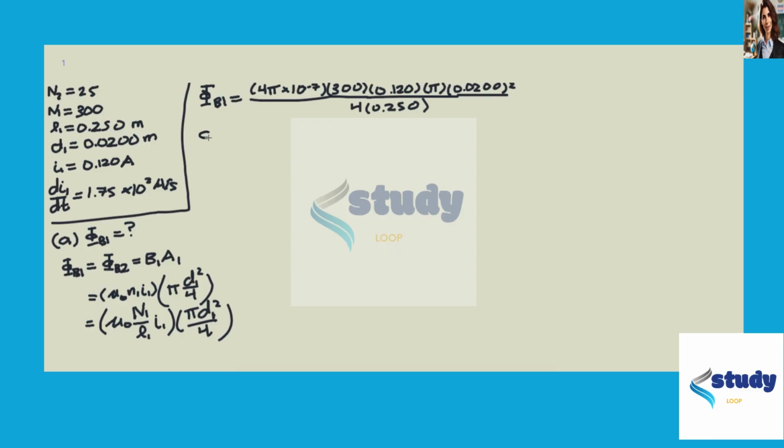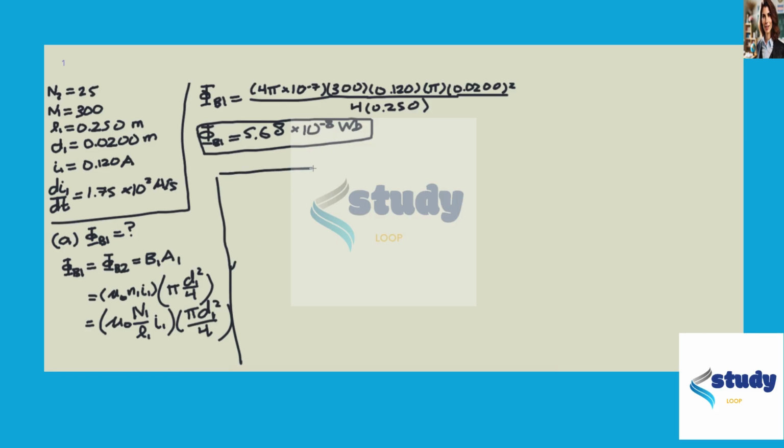Okay, plug that into a calculator, and then you will get that the magnetic flux, which is measured in units of Webers, is 5.68 times 10 to the minus 8 Webers. Cool. Okay, so that was part A.